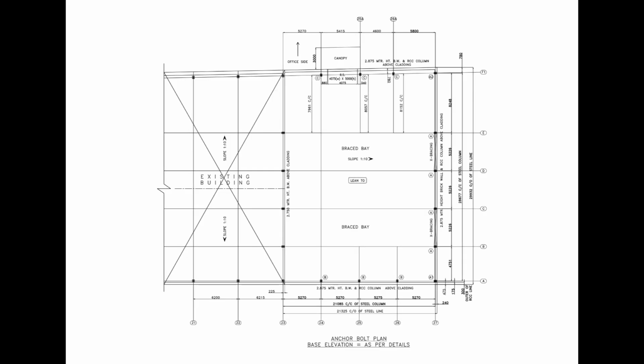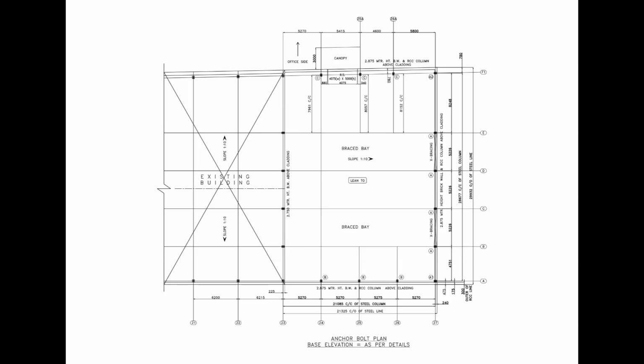This drawing is the anchor bolt plan of the project. The anchor bolt plan defines the exact locations of the steel columns with reference to the structural grid lines. On the left side, we can see the existing building, while the new lean-to structure is arranged on the right side. The drawing shows the overall steel line dimensions, individual base spacing, column center lines, wall locations, and the identification marks for different anchor bolt details.